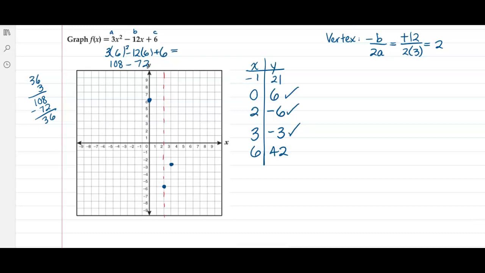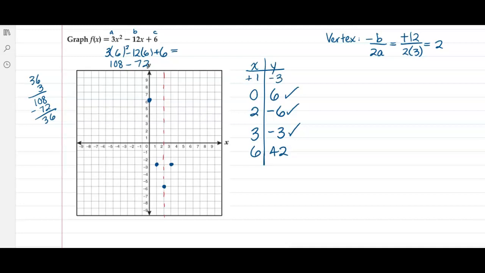But guess what? When you're graphing parabolas, it's a buy one, get one free deal. If you know this point and you know it's symmetric, this point is one space away from the axis of symmetry. So if I go one space past that, I'm going to get a bonus point. I could have chosen that point. I could have chosen +1 and I would have gotten -3 when I plugged it in.